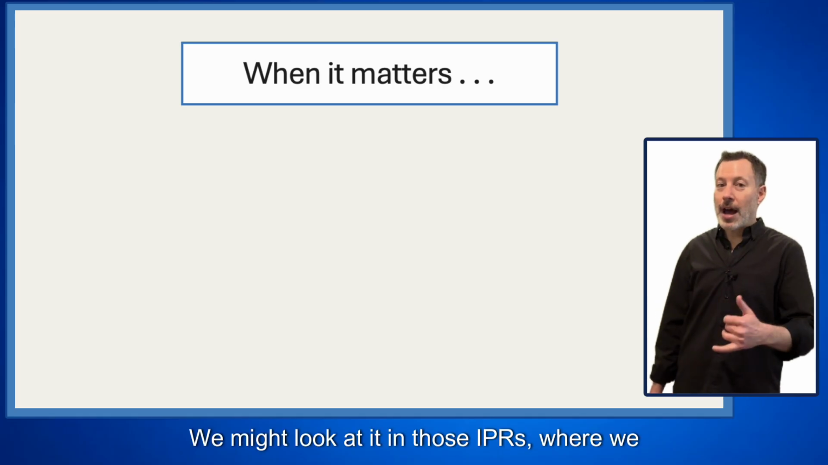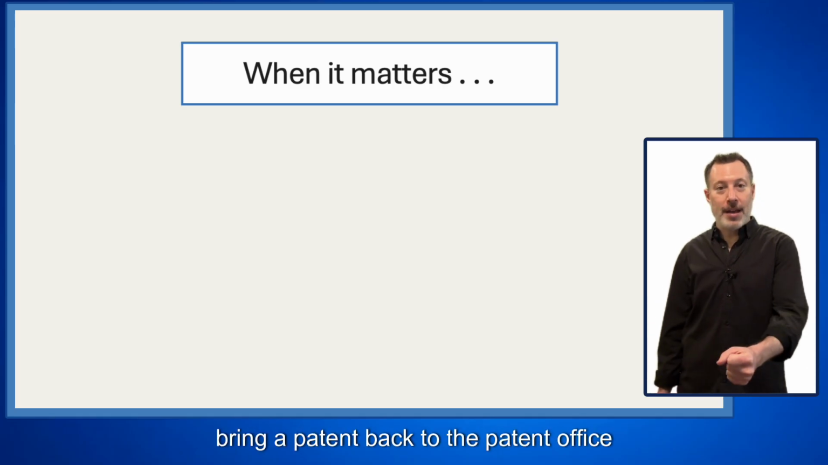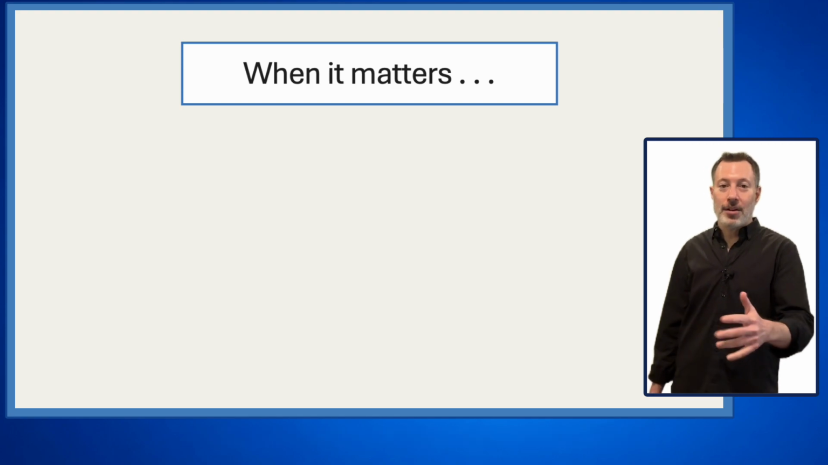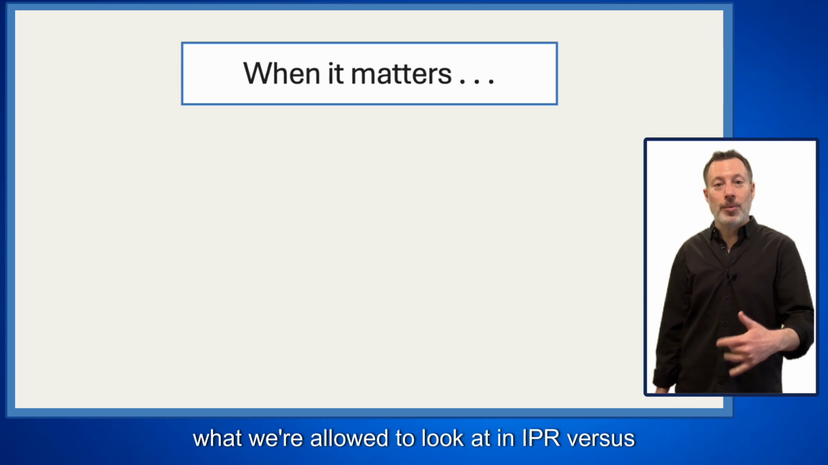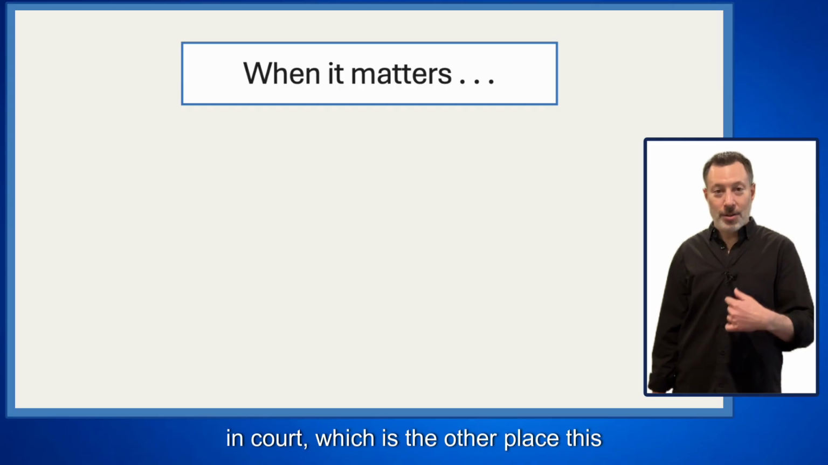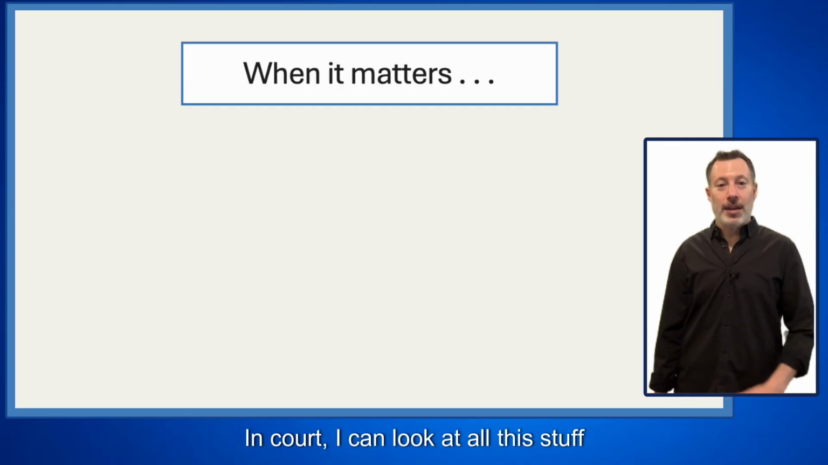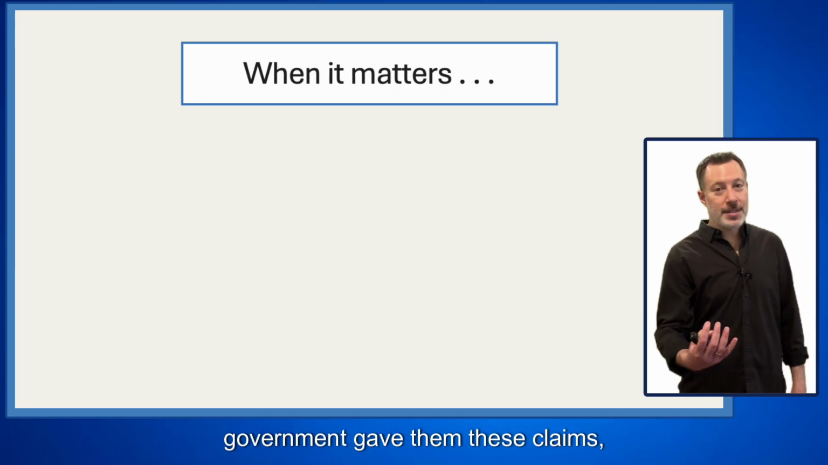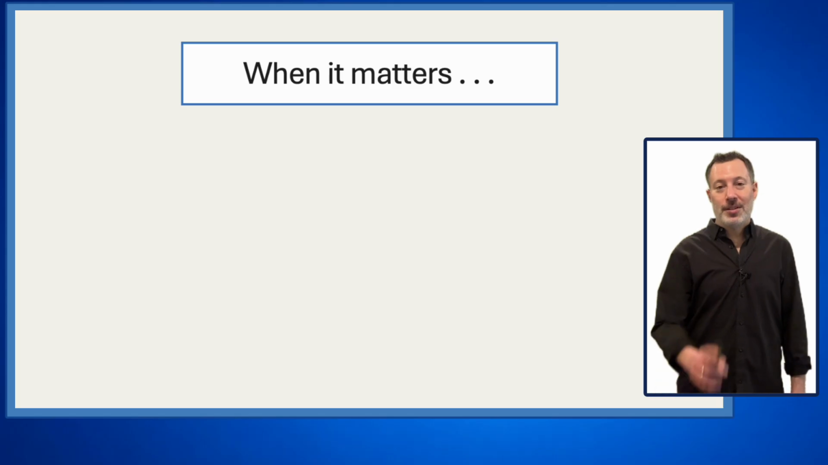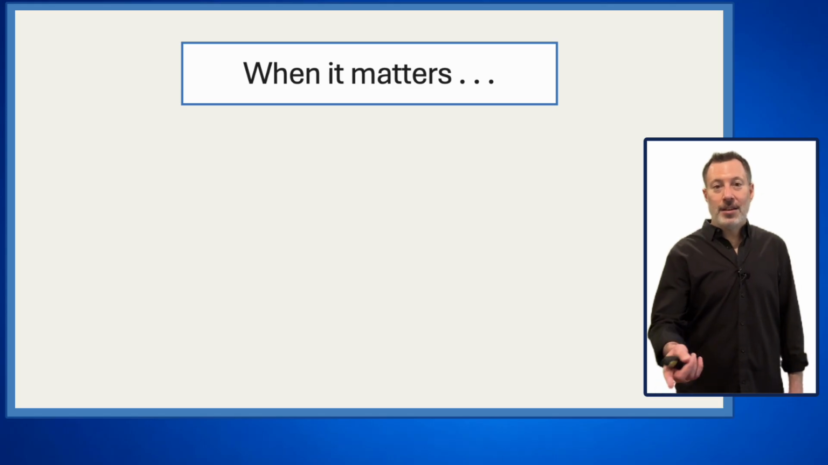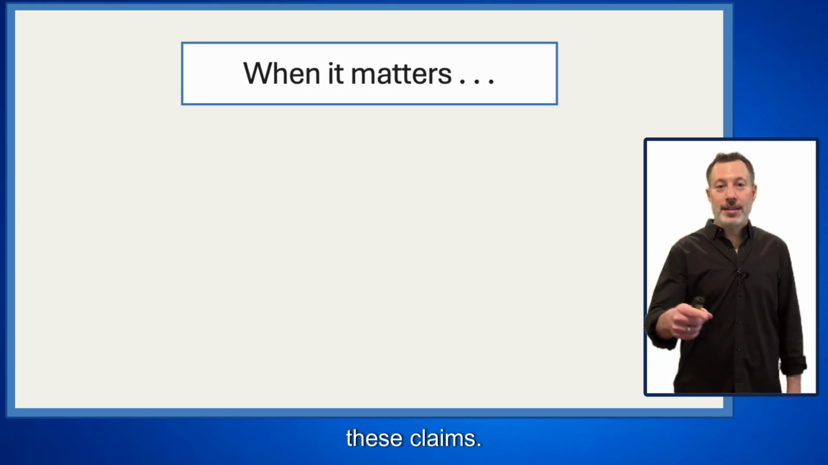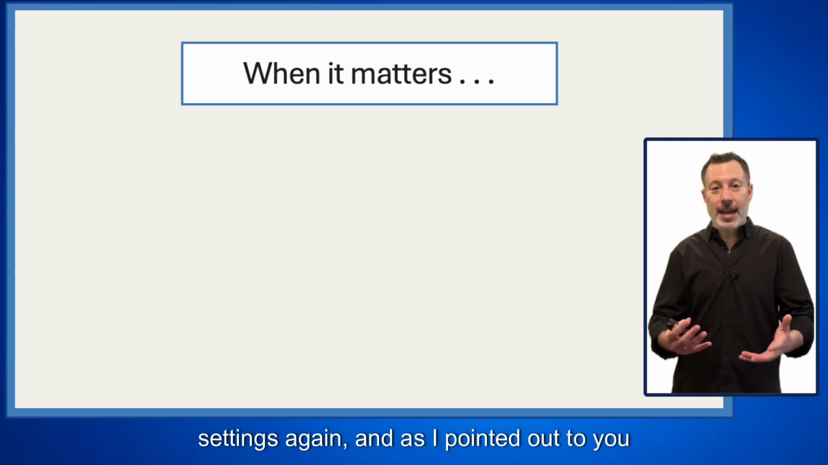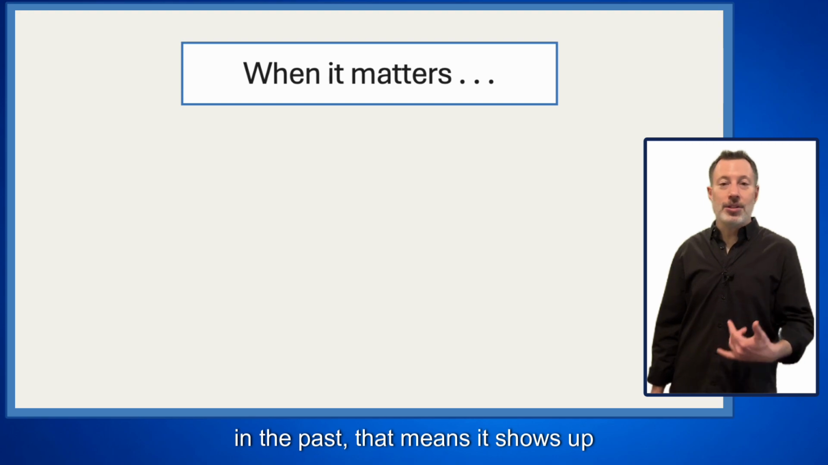We might look at it in those IPRs where we bring a patent back to the patent office for another set of evaluations. There too, it's fair game to look at some of this, although there are some limits right now on what we're allowed to look at in IPR versus in court, which is the other place this comes up. In court, I can look at all this stuff again and say to the court, I know the government gave them these claims, but I don't think they disclosed enough to actually justify that. Their teaching isn't good enough to warrant these claims. Here are the mismatches, here are the holes. So this is going to show up in all these settings again, and as I pointed out in the past, that means it shows up everywhere.